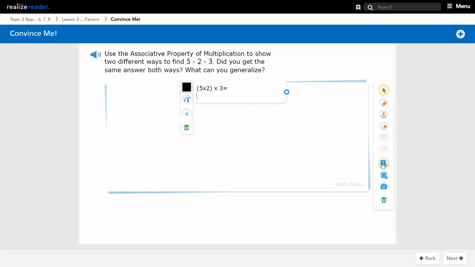So let's go ahead and solve. 5 times 2 we know is equal to 10. 10 times 3, or 10 groups of 3, we know will give us 30. So now let's try grouping it a different way.